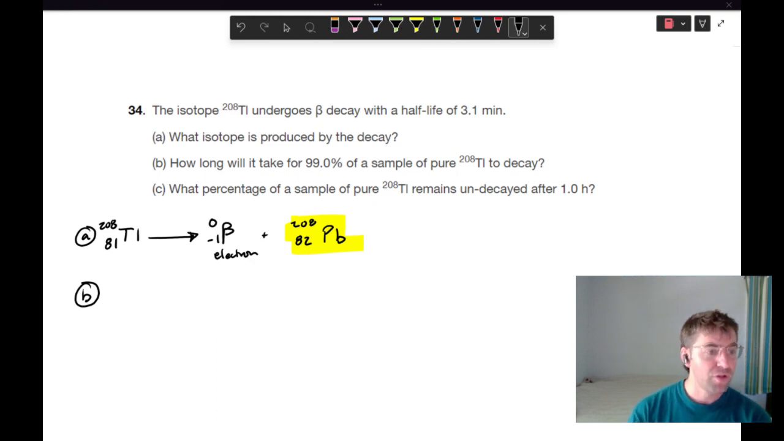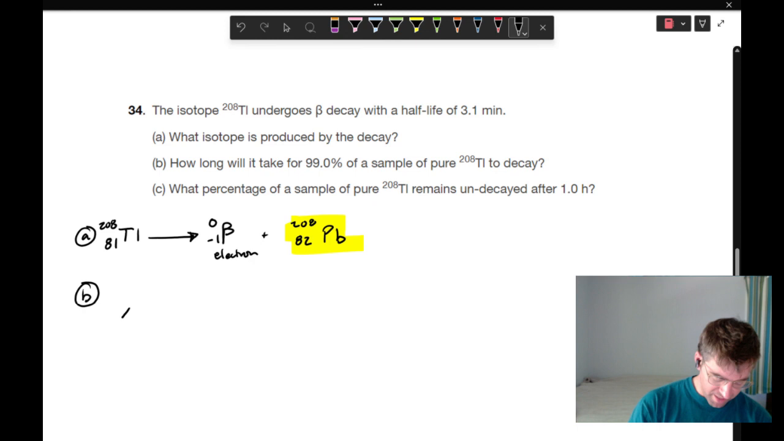All right, next up, how long will it take for 99% of a sample of pure TL208 to decay? So this presents us with a couple problems. We are not given a decay constant, so we're going to have to solve for that again. We are given a half-life, so we can figure that out pretty easily. In fact, let's go ahead and do that.